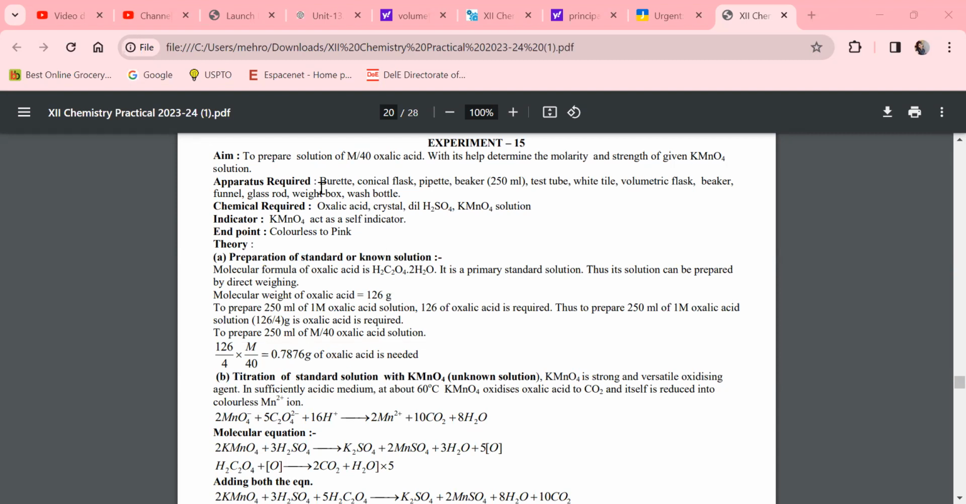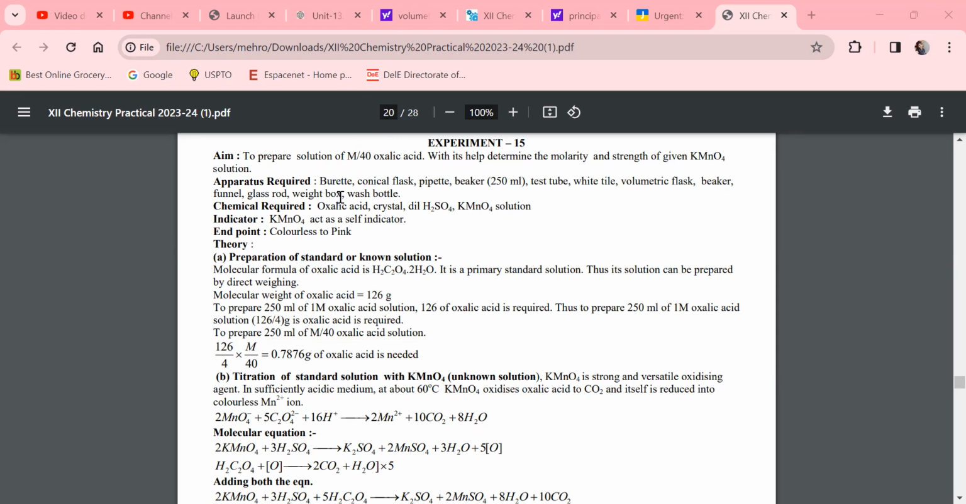Okay, in the volumetric analysis, how can you write the experiment? First, you have to write the objective, or you can say aim. To prepare the solution of M by any strength, which will be given in the lab, it will be marked. If in the experiment it is M by 40 oxalic acid solution, and for the determination of molarity and strength of the given KMnO4 solution.